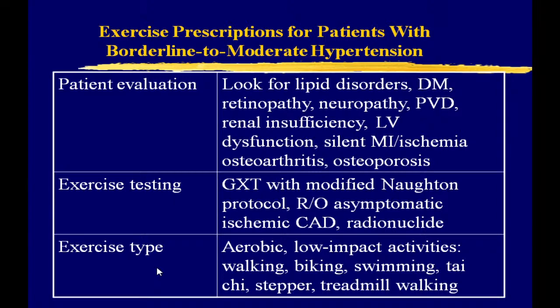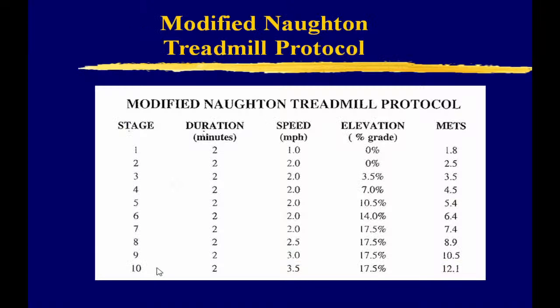Now you can see exercise prescription for a patient with borderline to moderate hypertension. What should we do? Look for lipid disorders, retinopathy, neuropathy, renal insufficiency, left ventricular dysfunction, silent myocardial ischemia, osteoarthritis, osteoporosis. There must be exercise testing for determination of asymptomatic ischemia, a functional stress test, as we discussed. Radionuclide investigation also. What exercise is recommended? Aerobic long-paced activities: walking, biking, swimming, tai chi, step or treadmill walking can also be used.